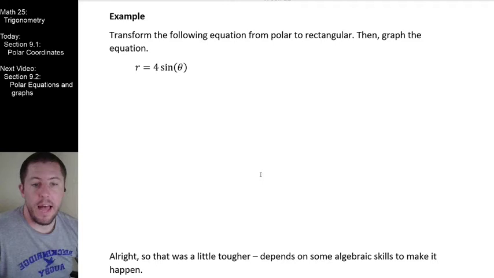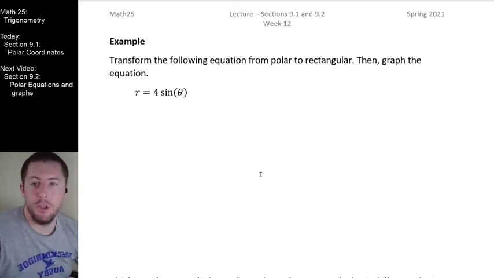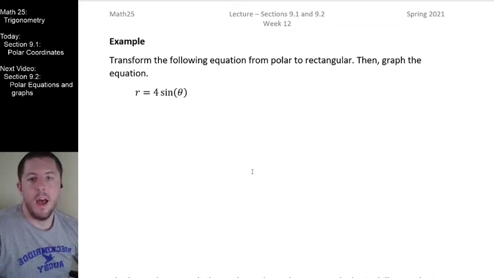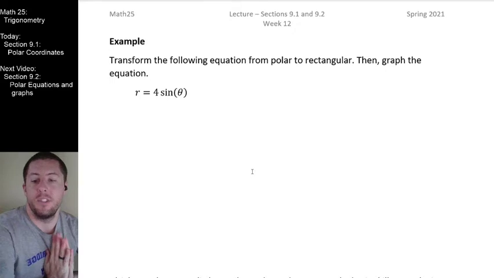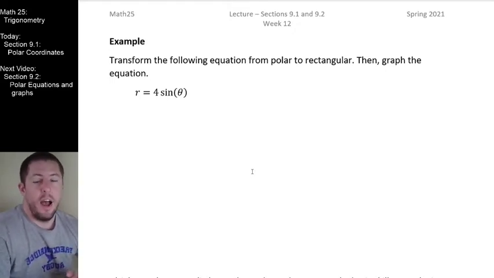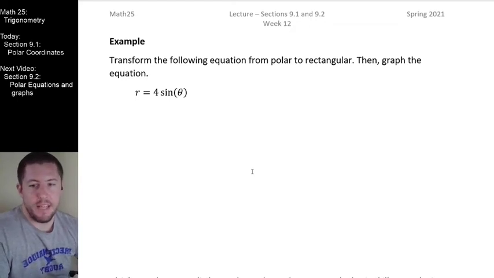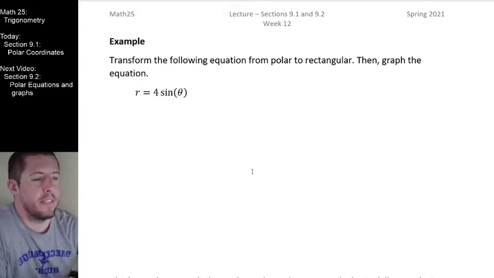So as our last problem for the day, I want to look a little bit into what we're going to be doing in 9.2, polar equations in graphs. I want to transform this equation from polar into rectangular, and then I want to graph that equation right here. So this one's going to be a little bit trickier. This one's going to involve some algebra steps that some of you might not be familiar with if you haven't taken college algebra, but I'll talk you through the basics of these guys right here.